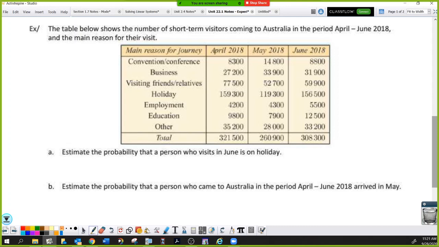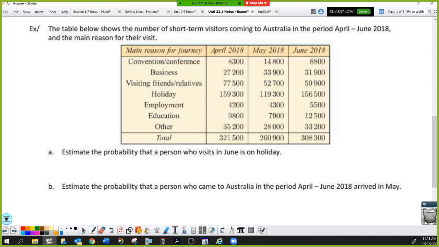So we have the number of people for short-term visitors coming to Australia during April, May, and June of 2018. And it says estimate the probability, and I'm going to have to grab a calculator because this is a brand new example. Estimate the probability that a person who visits in June is on holiday. I'm not going to show you those symbols. Let's just write the answer, and I'll explain why in a minute.